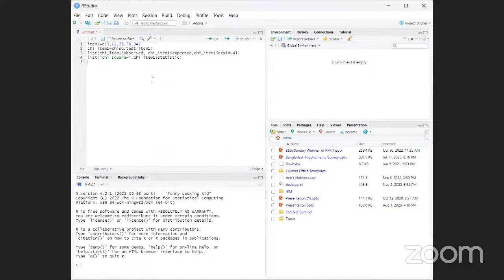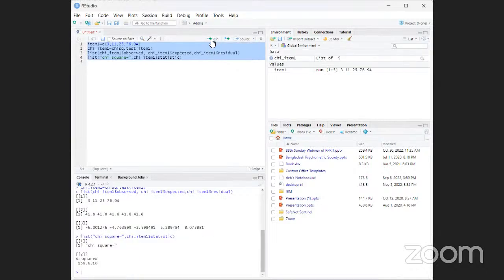Yes, sir. Okay. So now my function will be to select all of them. Okay. And there is one run command. So I click it. So this is my data. Whatever I have written, that is the list chi_item observed. This is the observed frequency. Basically, they are the relative frequencies. Okay. And this is the expected. Here you can find chi_item expected. Item 1 is the vector.